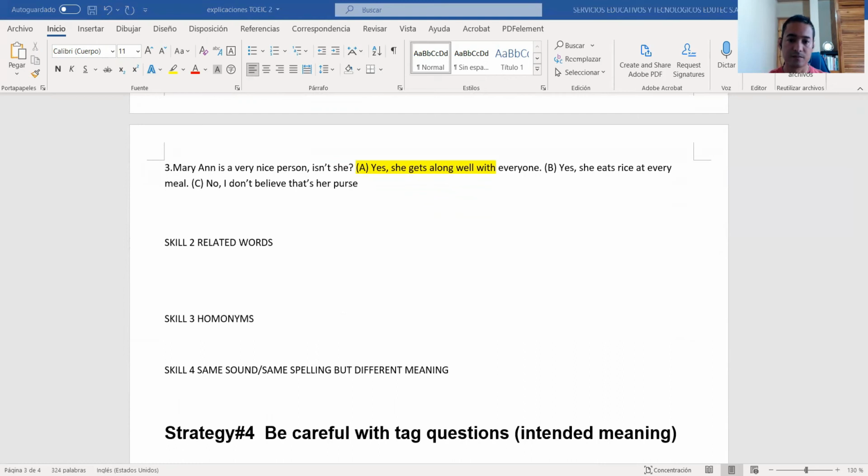Skill 2, related words. 1, How long have you been married? A, almost 10 years. B, about 5 feet. C, the bride is my cousin. Okay, I'm going to play it again for you. About 5 feet. How long have you been married? A, almost 10 years. B, about 5 feet. C, the bride is my cousin.